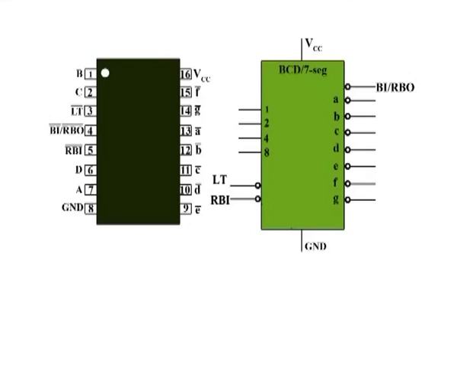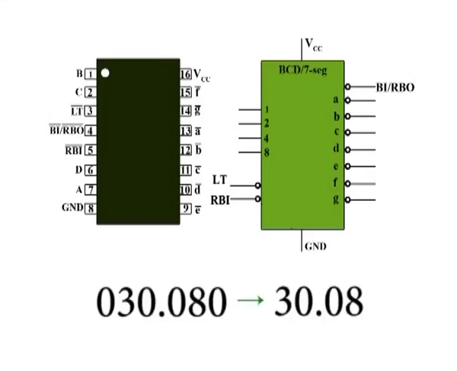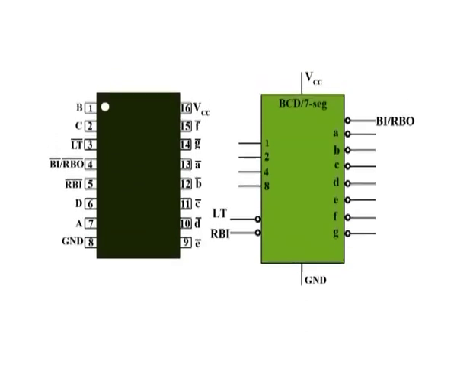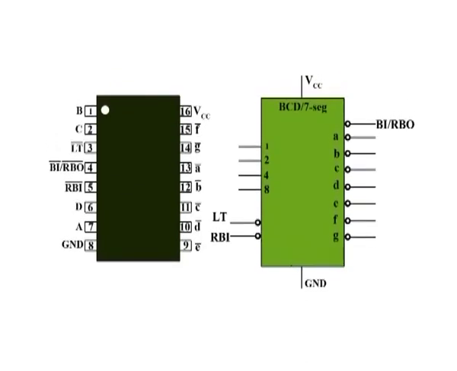With zero suppression, the number 030.080 will be displayed as 30.08, that is, the essential zeros remain. Zero suppression in the 74LS47 is accomplished using the RBI and the BI/RBO functions.